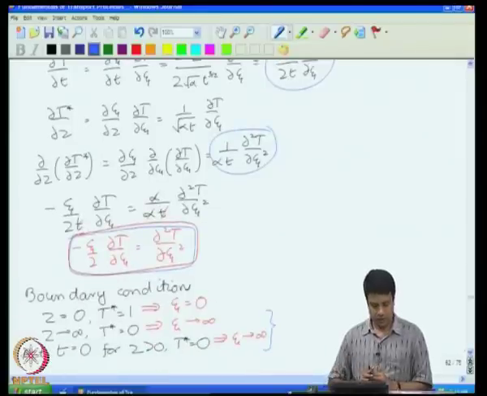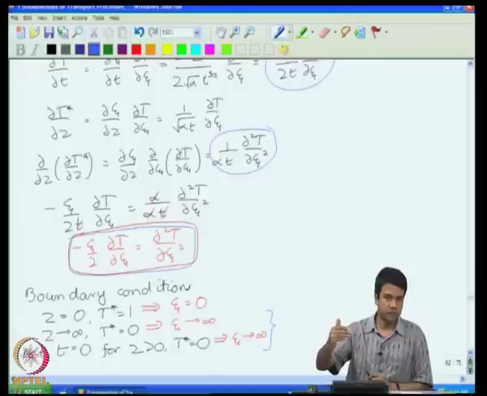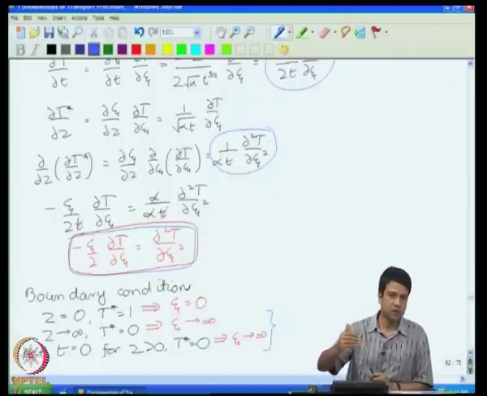And the boundary conditions. At z is equal to 0, the T star is equal to 1. Z is equal to 0 is psi equal to 0, because psi is equal to z by square root of alpha t. As z goes to infinity, T star is equal to 0, and that is at psi going to infinity. In the limit as psi goes to infinity, which is very far away from the bottom plate, the temperature should go to the temperature that was the initial temperature within the entire fluid.